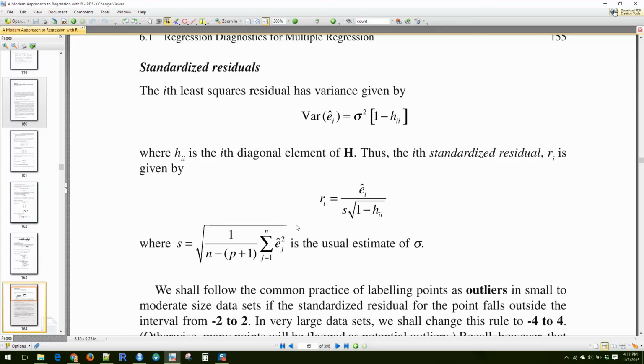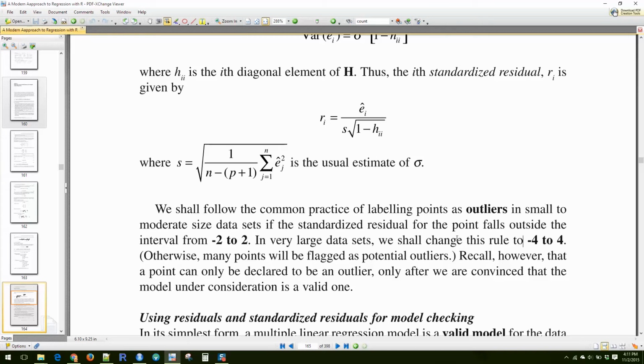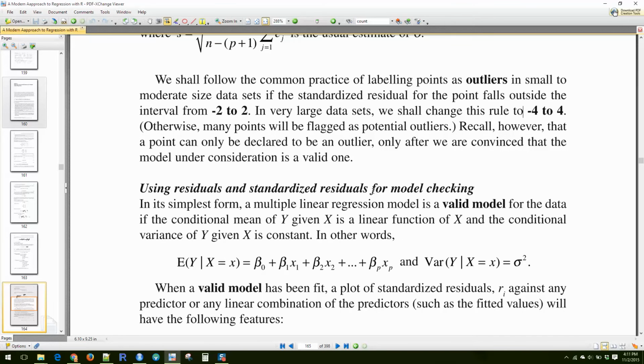Now that we've standardized the residuals, we can get an idea of what's big and what's not big, just like before. We say 2 to minus 2 are pretty large, and if we have larger data sets, maybe we push these out to 4 and minus 4. So it's almost the same rules that we had for simple linear regression, but now we are applying them in a multivariate setting. Okay, so the book goes through an example.